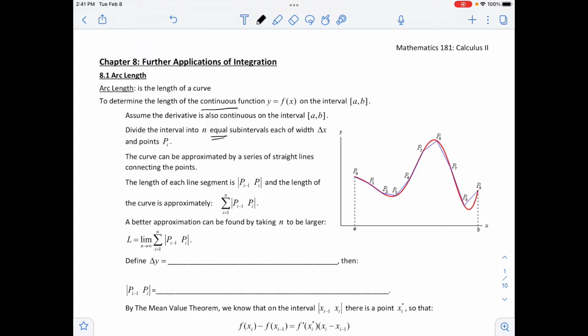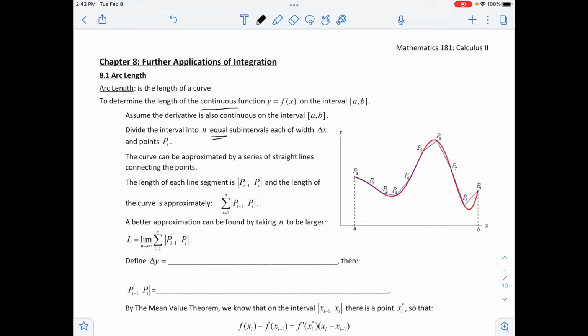The length of each line segment is P_{i-1} to P_i, and the length of the curve is approximately the sum of all these pieces. A better approximation can be found by taking n to be larger, meaning we'd have more of those little subintervals. And so we'd have the limit as n approaches infinity of the sum of the distance from P_{i-1} to P_i.